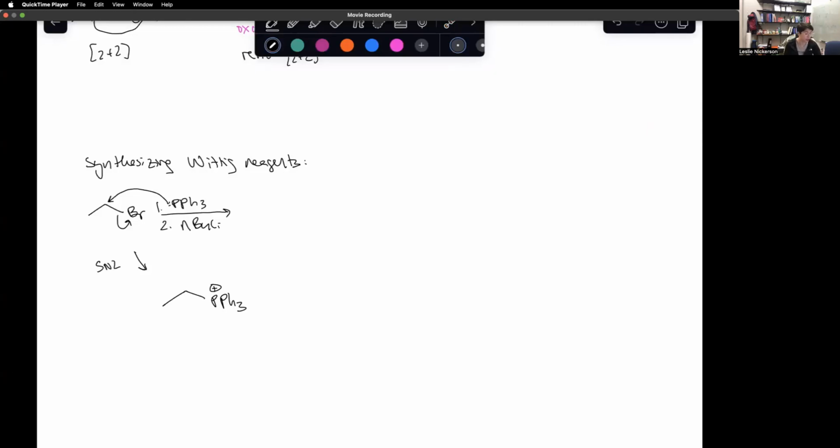Okay, so that SN2 means that we have to keep in mind all of the SN2 rules, right? So our primary alkyl halides are going to work better than secondary, and tertiary alkyl halides will not work at all.